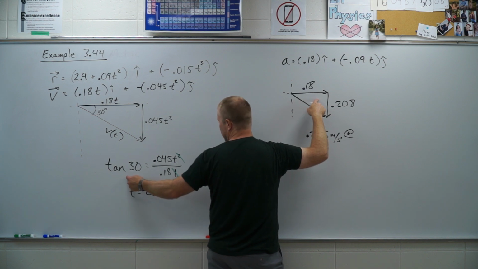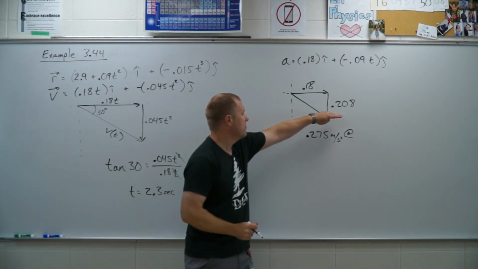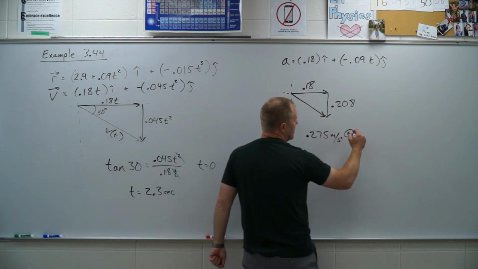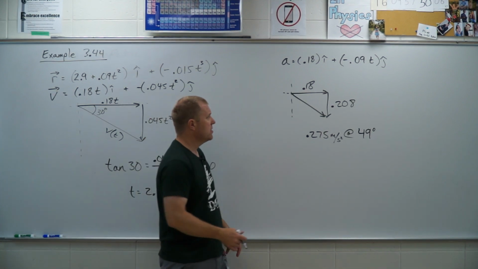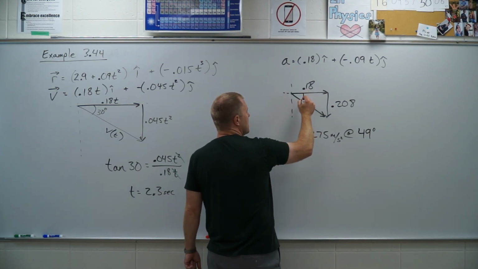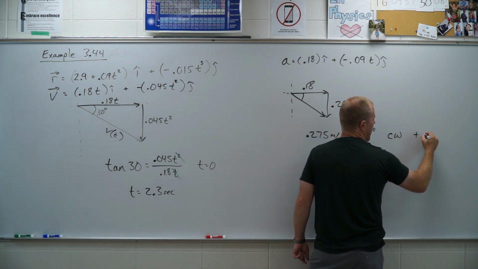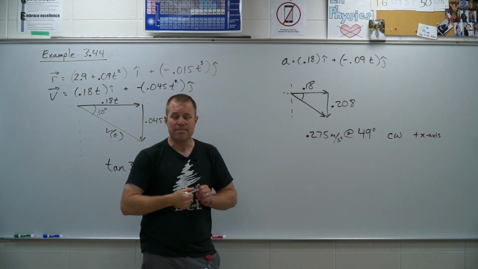And then we're going to do our inverse tangent function. So similar to what we did here, we know these two, we're just going to find the angle. So we're going to take the inverse tangent of 0.208 divided by 0.18, and I get 49 degrees. We're not quite done because we need to give it a reference, and so we'll note that this 49 degrees is clockwise of the positive x-axis. And there is our part B. There you go.